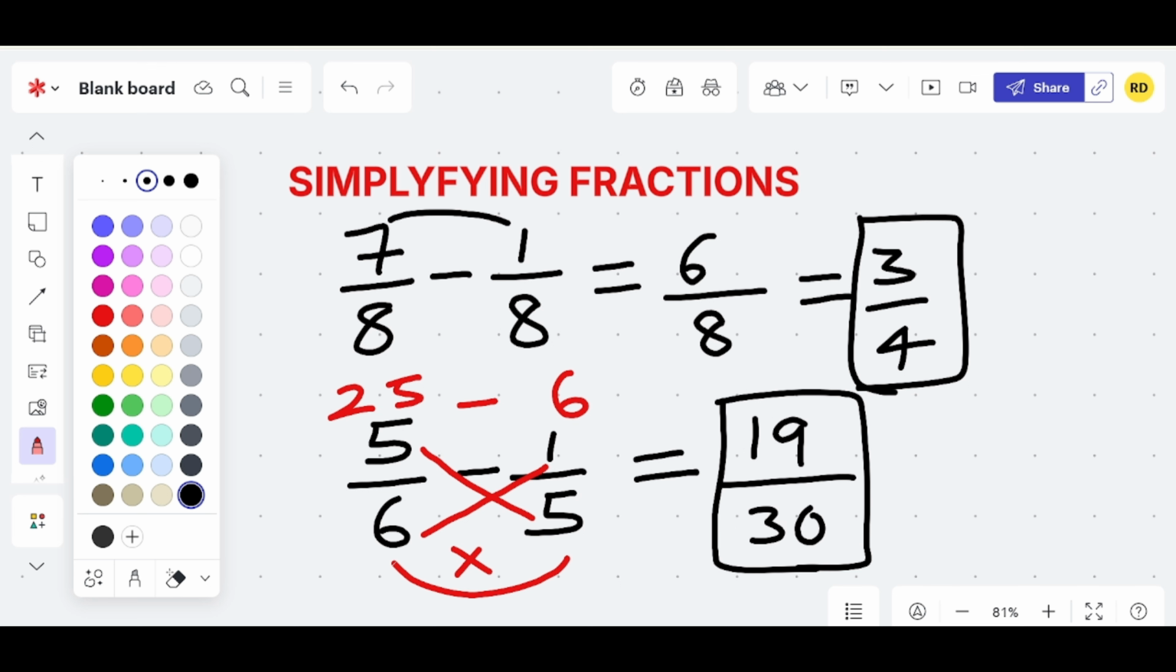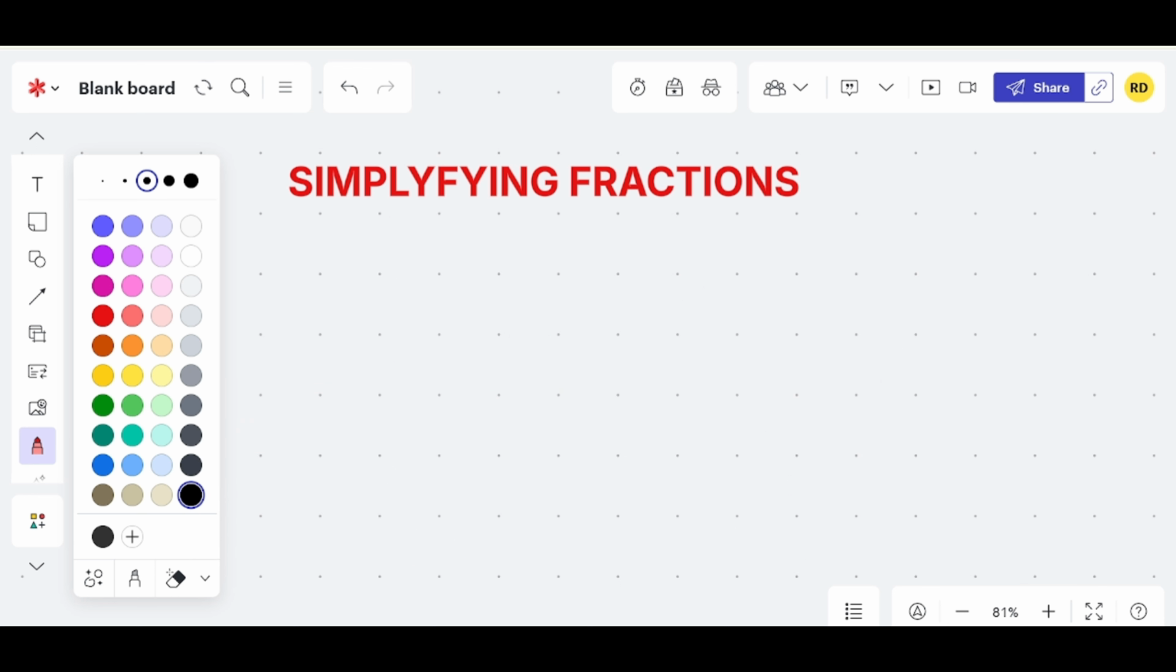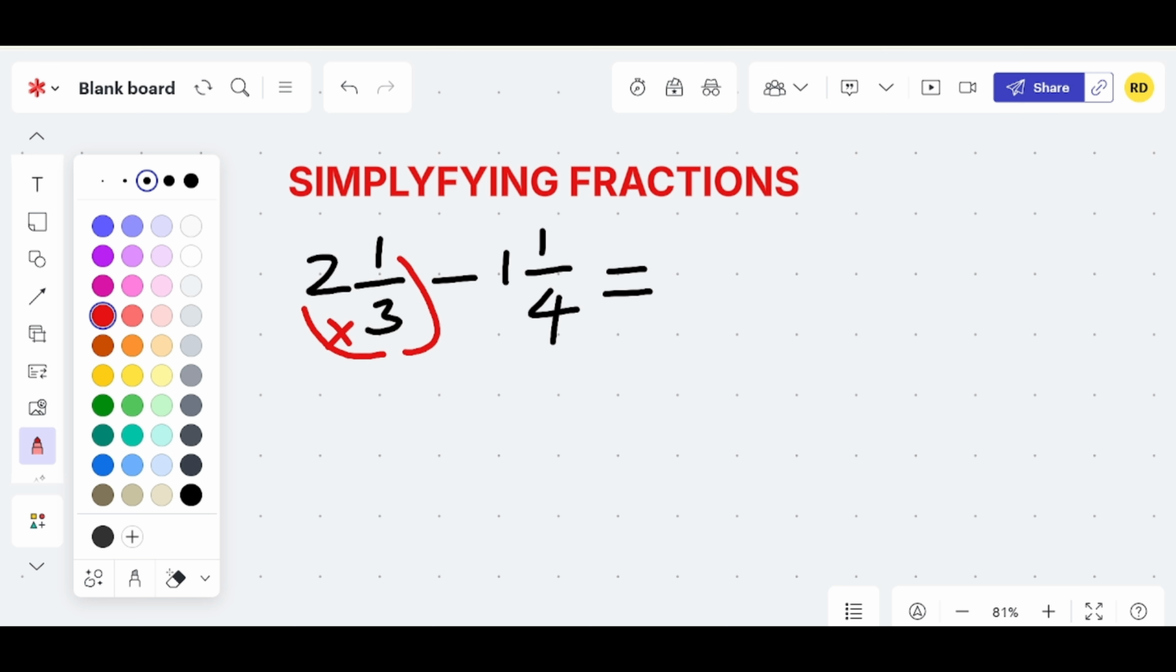What if they are mixed numbers? Let's see an example. What if they are, say, 2 1/3 to be subtracted with 1 1/4? So what is the answer in this? To do this, again you have to convert the mixed numbers into improper fractions. So 2 times 3, you multiply 2 and 3, and then you add that to 1. So 2 times 3 is 6. 6 plus 1 is 7. So you get 7 over 3.